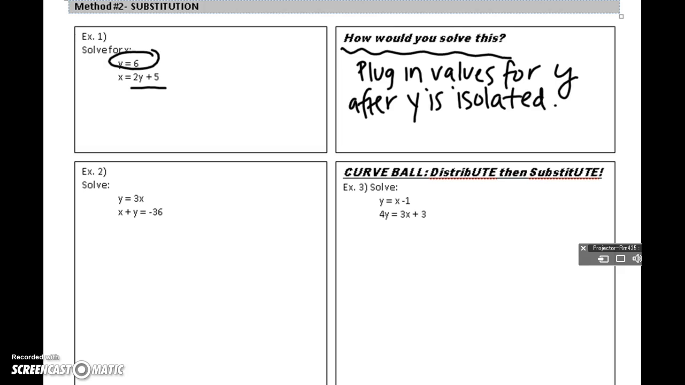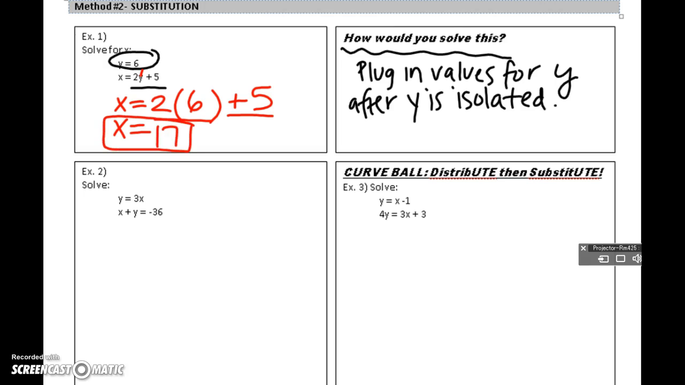In this case, y already is isolated. So it's easy for me to say if y is 6, I can change this y to be a 6. And I can rewrite x equals 2 times 6, plus 5. I just have to multiply: 2 times 6 is 12, plus 5 is 17. So x equals 17. This is a really easy system, but you want to see this to figure out when you need to use substitution, when it's simple and isolated like so.